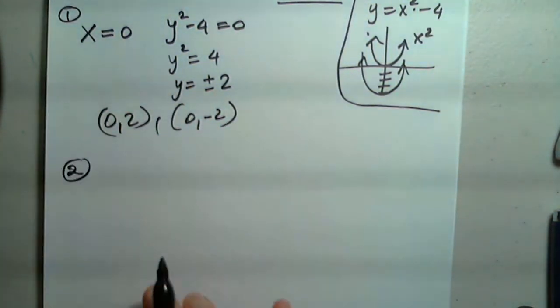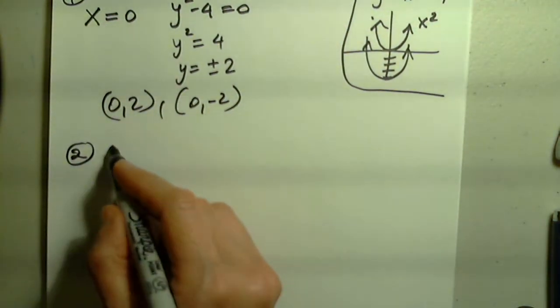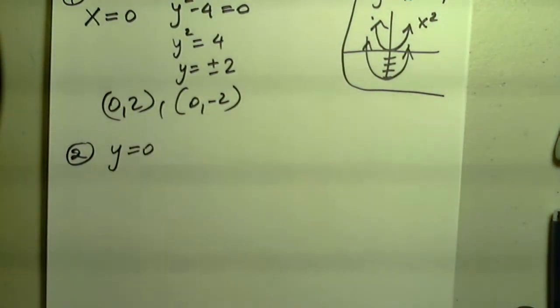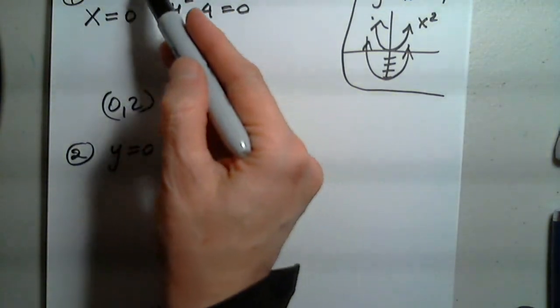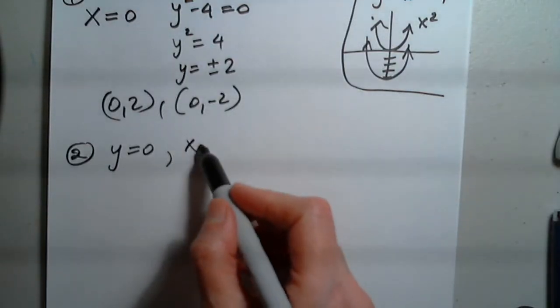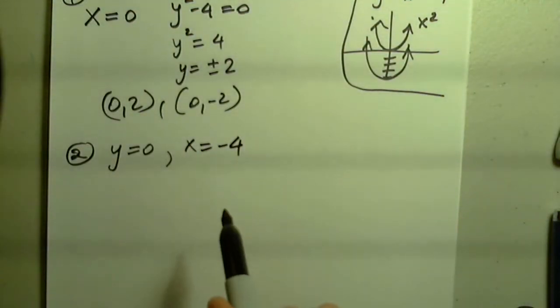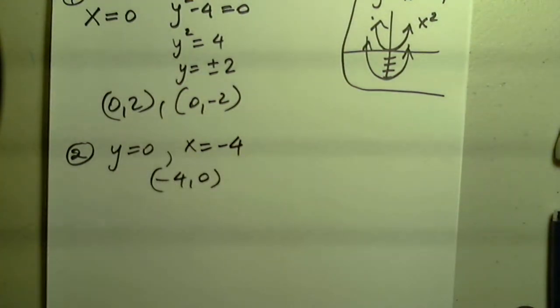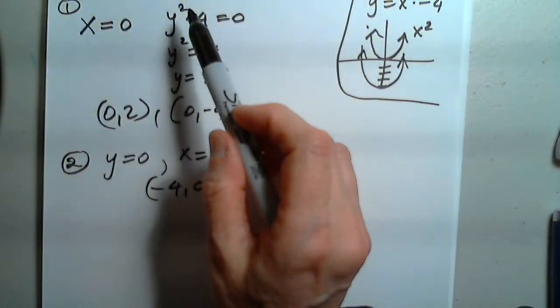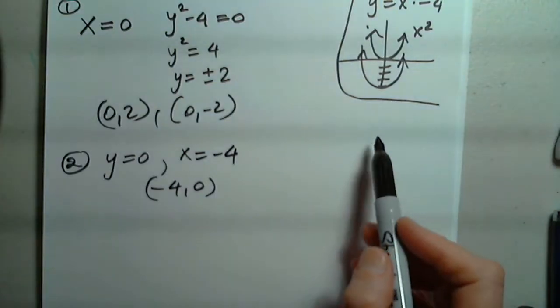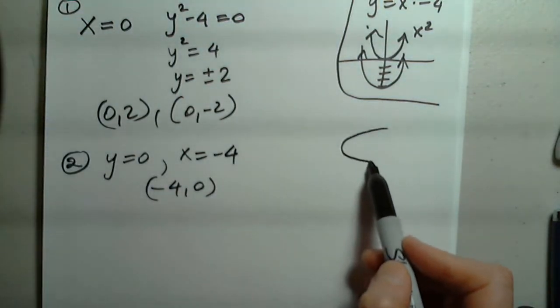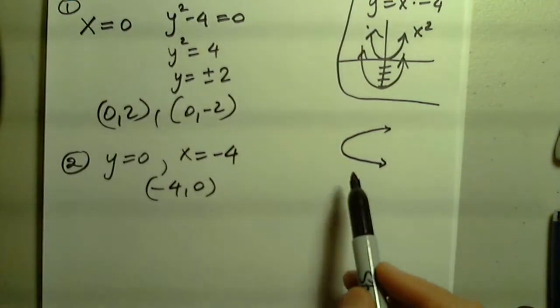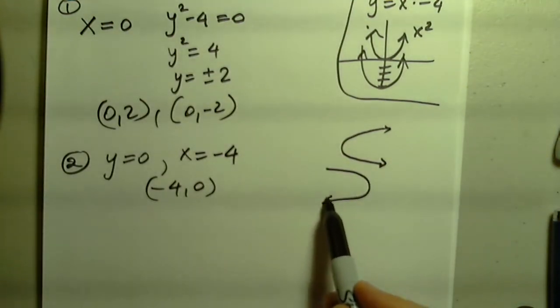Number 2, when y is 0, I get y equals 0, x equals negative 4. So the point I'm getting now is negative 4 comma 0. Notice that this is not a function. This is a parabola that either looks like this or looks like this.